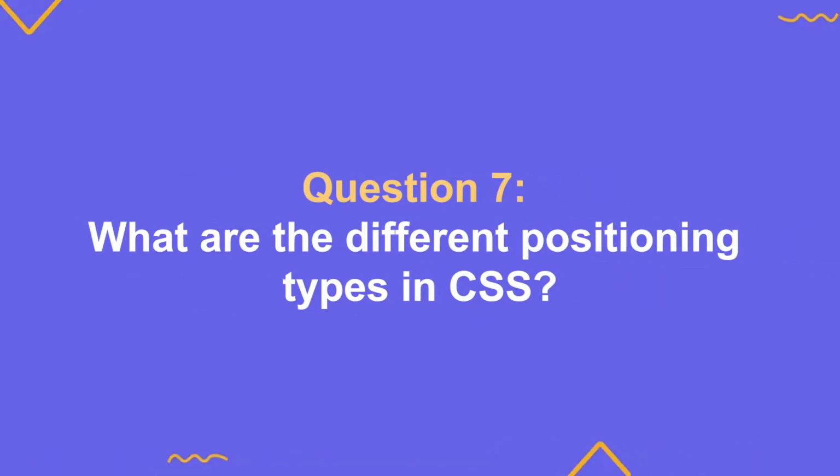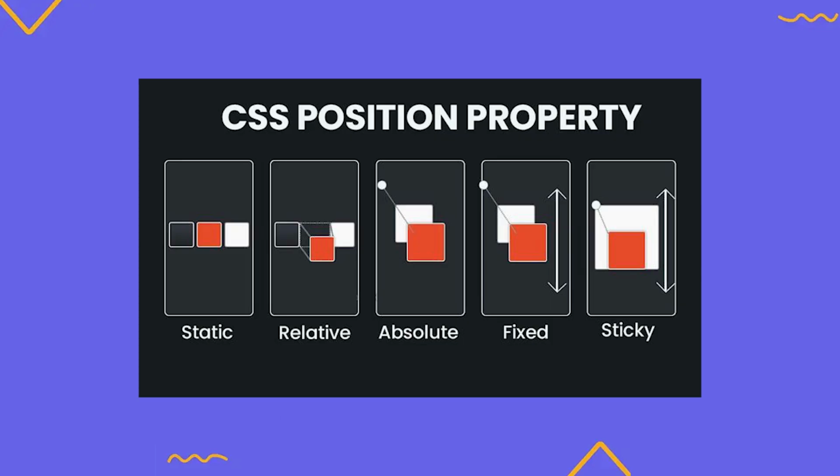Question 7. What are the different positioning types in CSS? In CSS, there are five main types of positioning. Static. Static is the default type of positioning assigned to all elements. The elements are placed in the normal document flow and they cannot be moved. Relative. Relative positioning allows you to move an element relative to its initial position in the document. The element still remains in the normal flow.